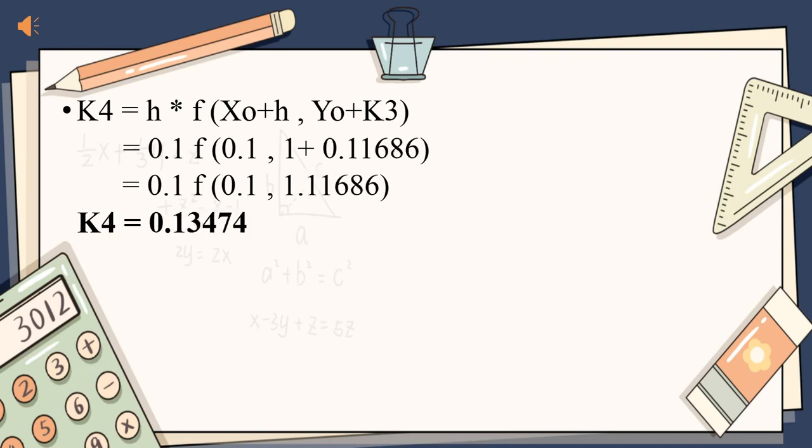Again for k4 we have the formula h into function of x0 plus h and y0 plus k3. Okay, we substitute all of these values and calculate the answer, which is k4 is equal to 0.13474.